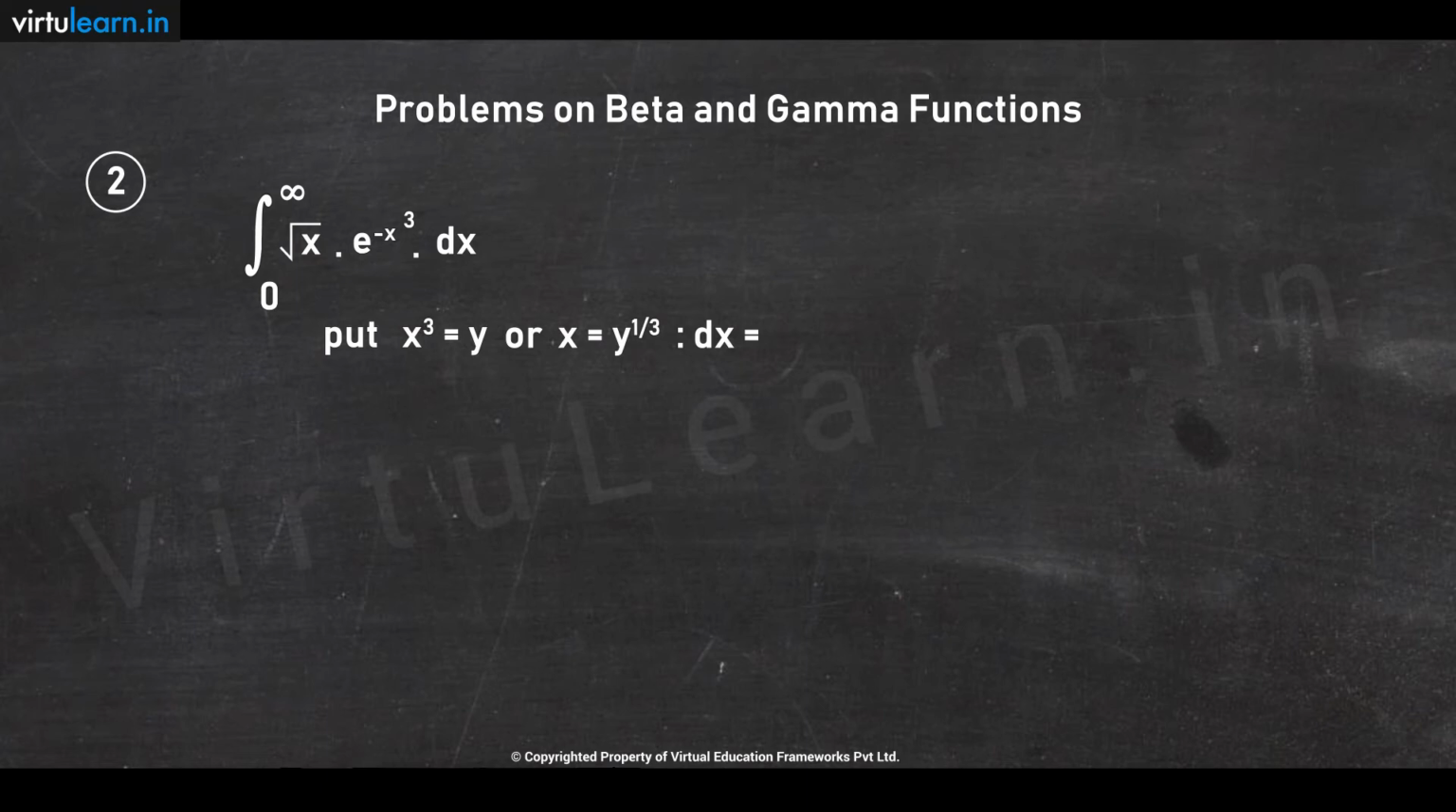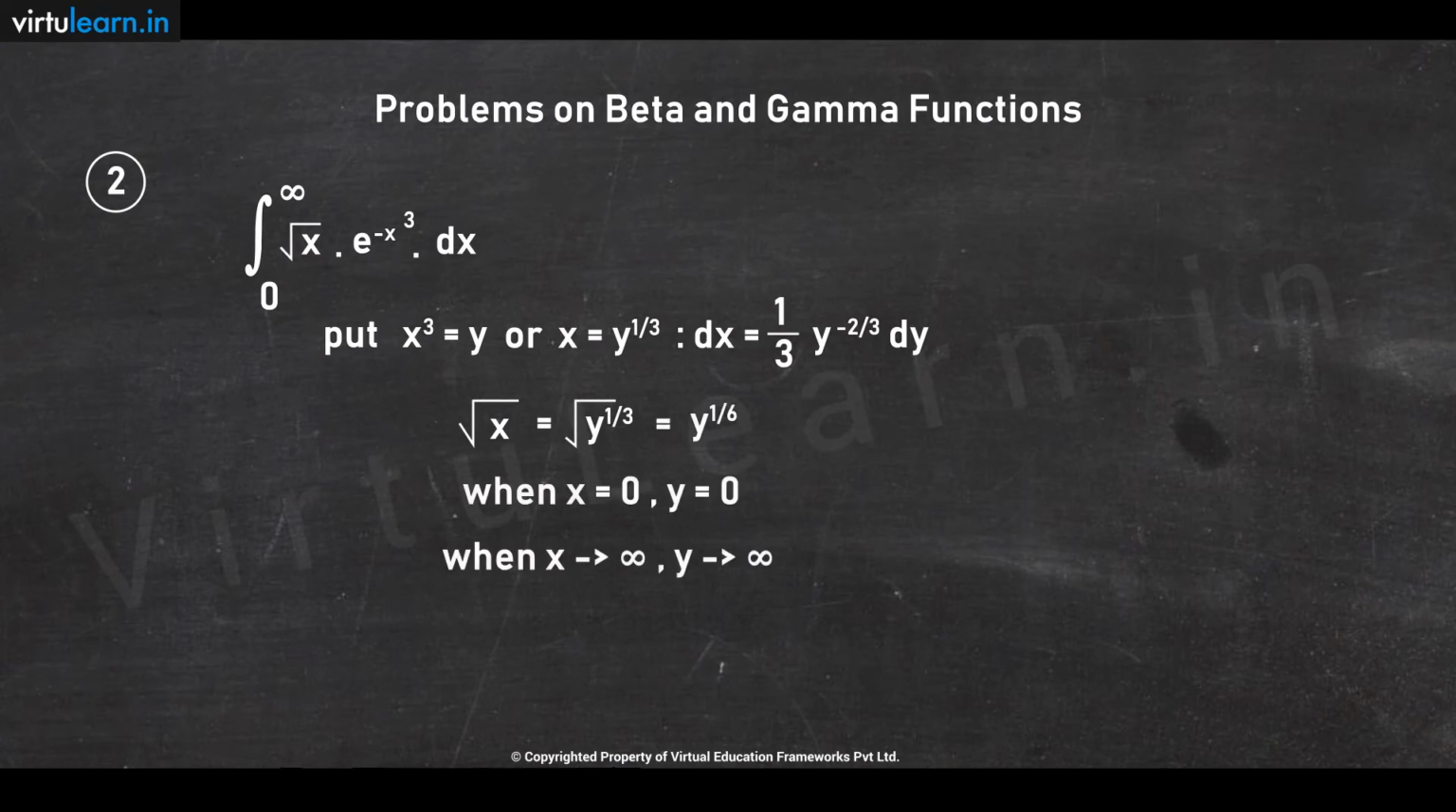So dx becomes 1/3 y^(-2/3) dy, and root x becomes square root of y^(1/3), or y^(1/6). When x is 0, y becomes 0. When x tends to infinity, y tends to infinity.